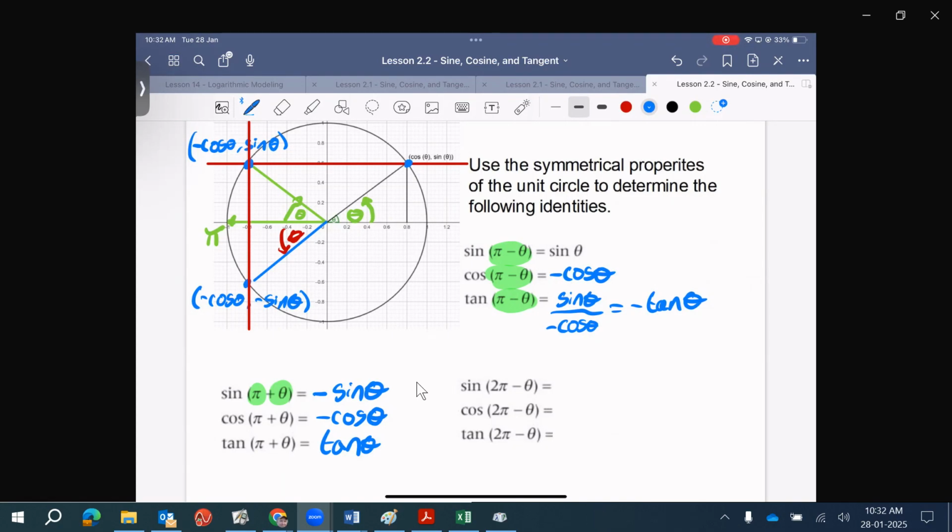Our last one is going to be here at this particular point, down here. The coordinates of this point are cosine theta, comma, sorry, minus sine theta. So this one is going to be minus sine theta. This one is going to be cos theta. This one is going to be minus tan theta.